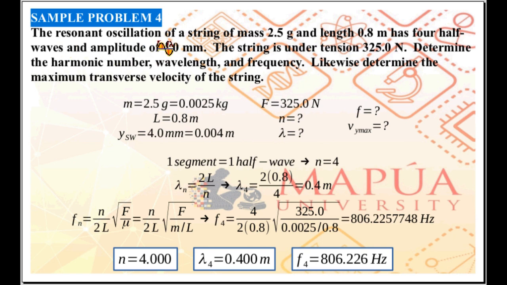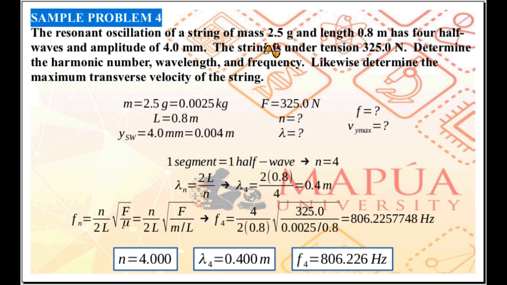Resonant oscillation basically means standing wave formation. So this is a standing wave in a string. So determine the harmonic number, wavelength, and frequency of the standing wave in a string. Likewise, determine the maximum transverse velocity of the string. Maximum transverse velocity, we are being asked to get the maximum particle velocity of the string.